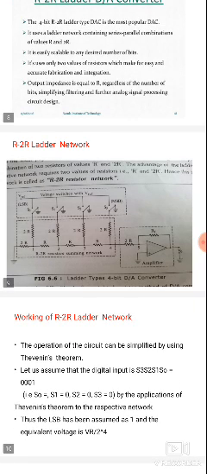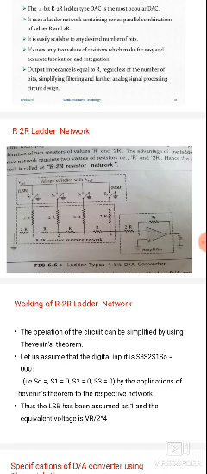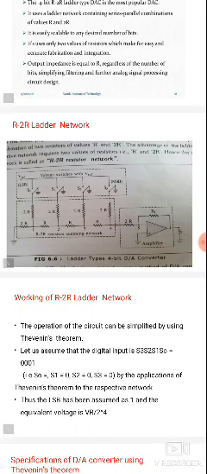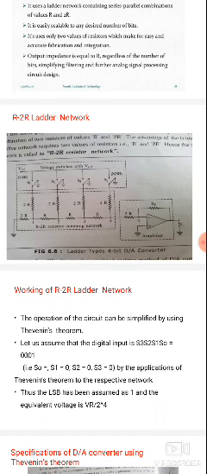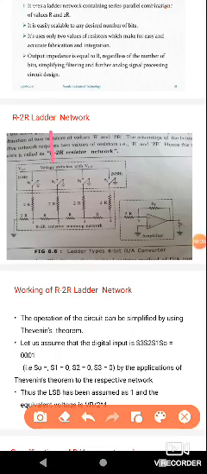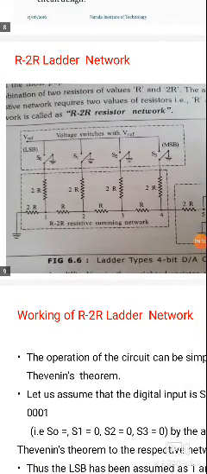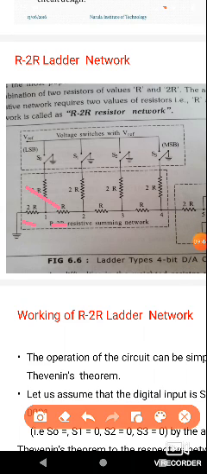The output impedance is equal to R regardless of the number of bits, simplifying the filtering and further analog signal processing circuit design also. So this is the R-2R ladder network circuit. Here we are using the R and 2R combination. The main advantage of this circuit is that it uses only R and 2R, hence the name R-2R ladder network. The circuit diagram consists of the resistors R and 2R arranged in a series-parallel combination.